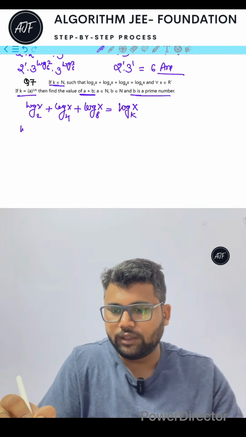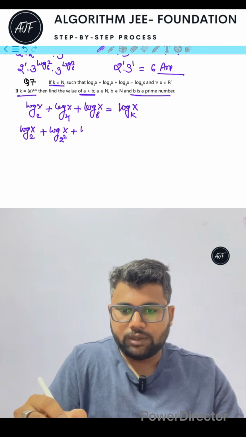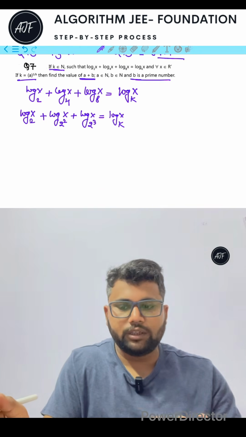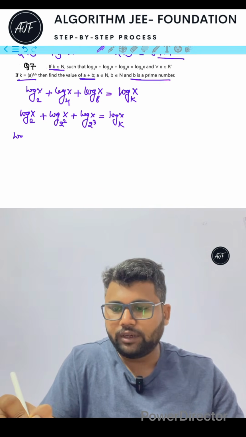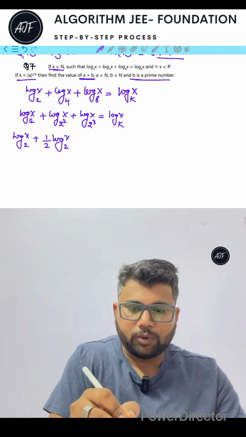Okay, firstly dealing with this one. You can write it like this: log x base 2, and 4 is 2 power 2, and same 8 is written as 2 power 3, and same log x base k. Okay, see that 2 and 3, the power, is shifting to the coefficient, so 1 by 2 log x base 2 according to this property.